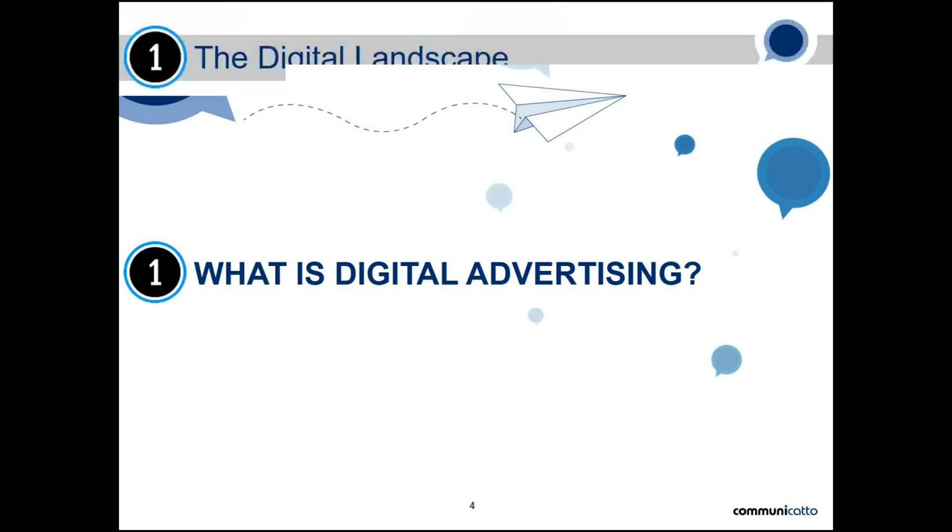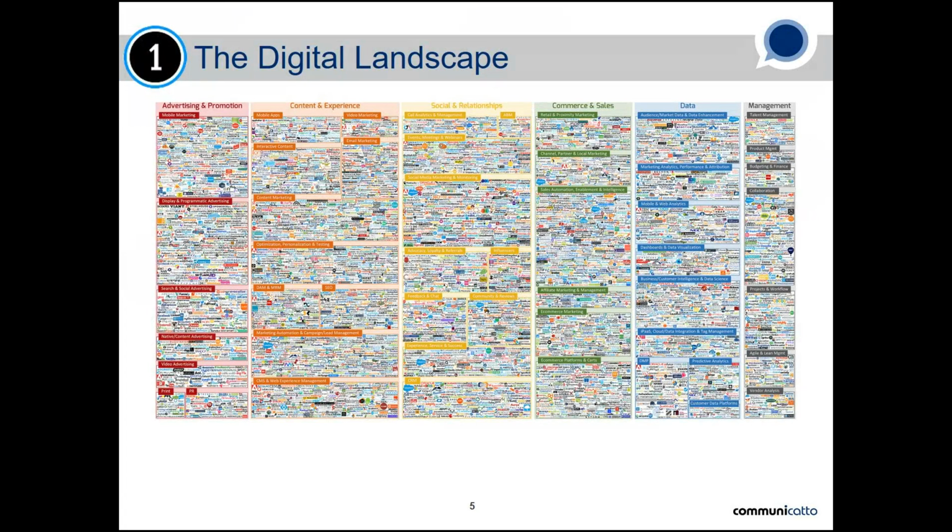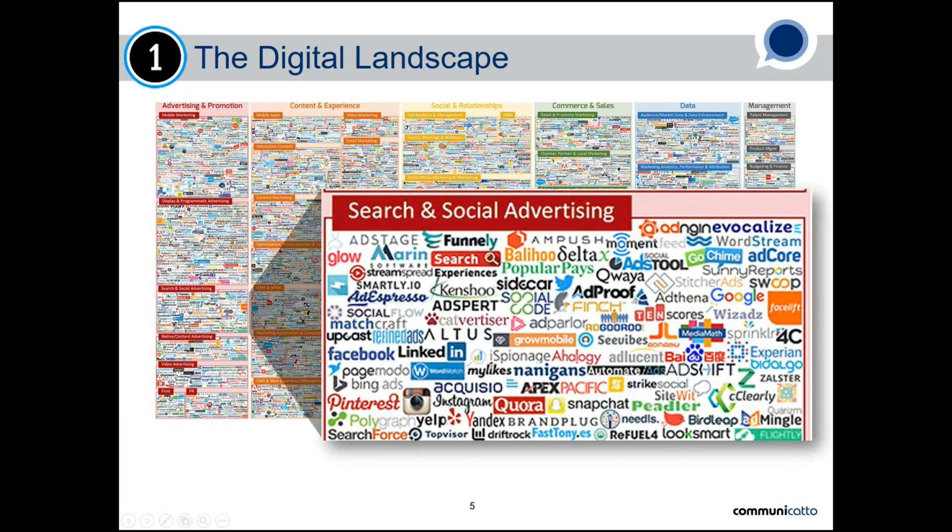So first off, what is digital advertising? Now, get out your bifocals, focus in really hard here. This is the digital landscape. This is called a Lumascape. And what this does is it illustrates all the different platforms, the main platforms, the main pieces of software around different digital components. On the left-hand side, we will see the advertising and promotion. And as an example, search and social advertising, there's a ton of different tools. It can be very overwhelming.